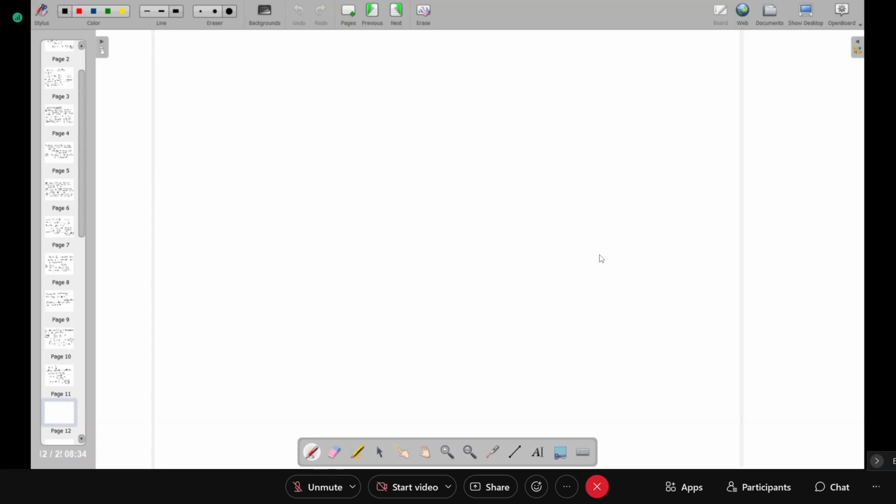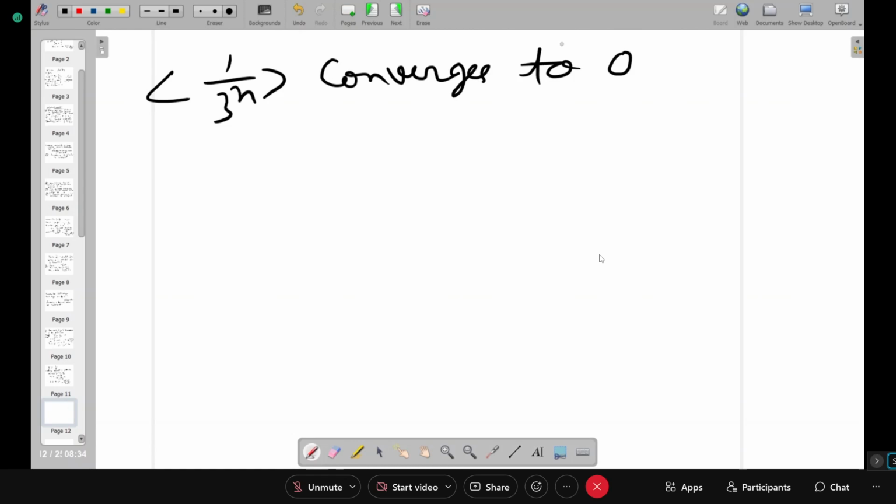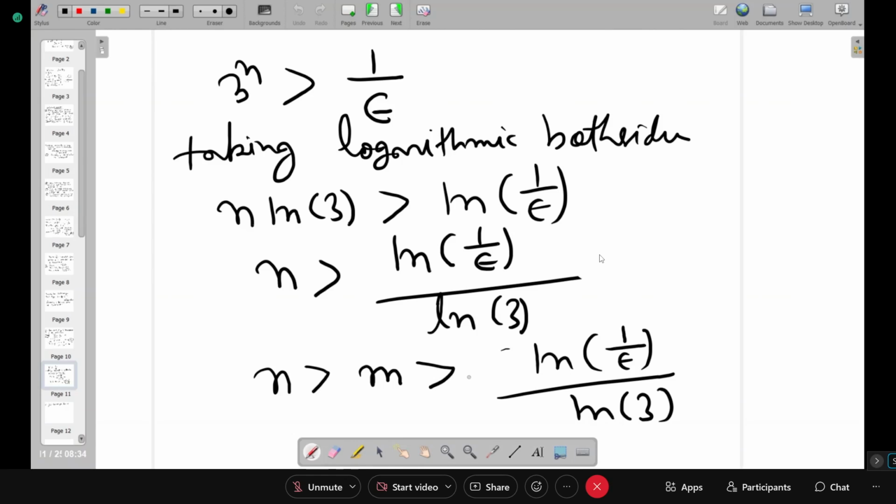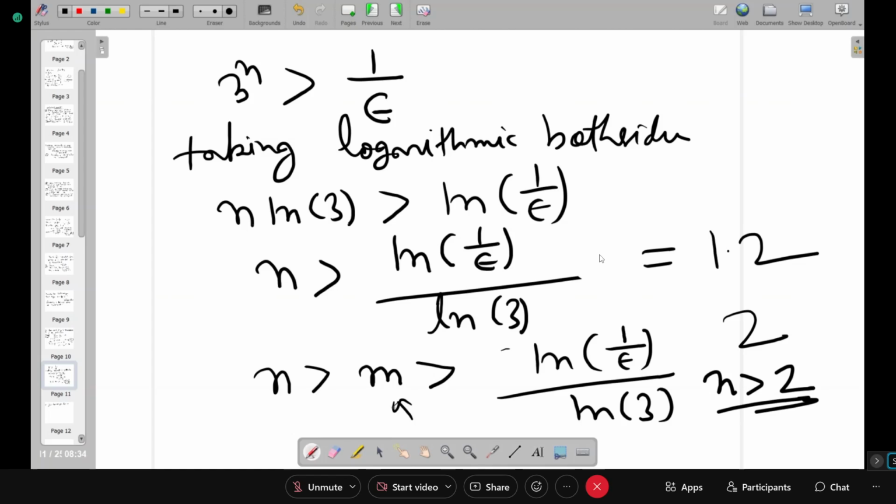Find out m. Sir, n greater than m? Yes, sir, n greater than m. But is it necessary, sir, that m will be greater than this term also? Why is this not necessary? Suppose for any epsilon the value of this is 1.2. So you can find out m is 2. n is a natural number, so n is always greater than 2. M is fixed, n is variable.